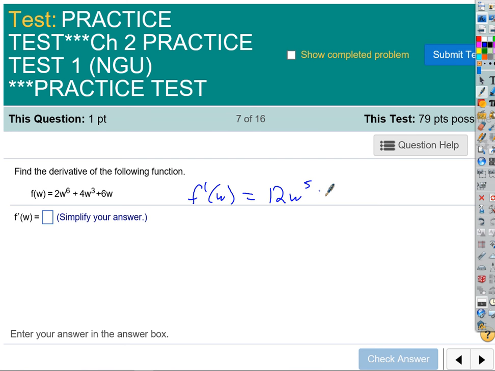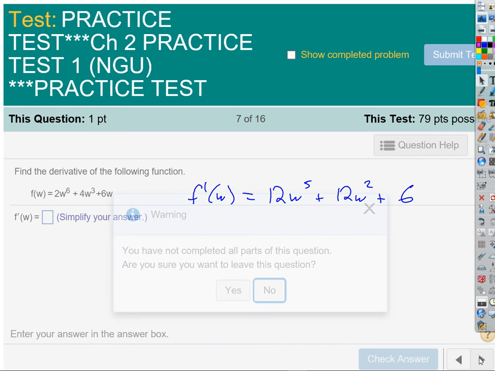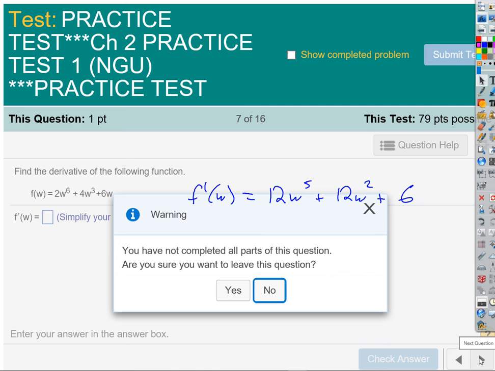What about the next one? Plus 12w squared plus, that's it. Okay? I won't even input it. That's right. Yes.